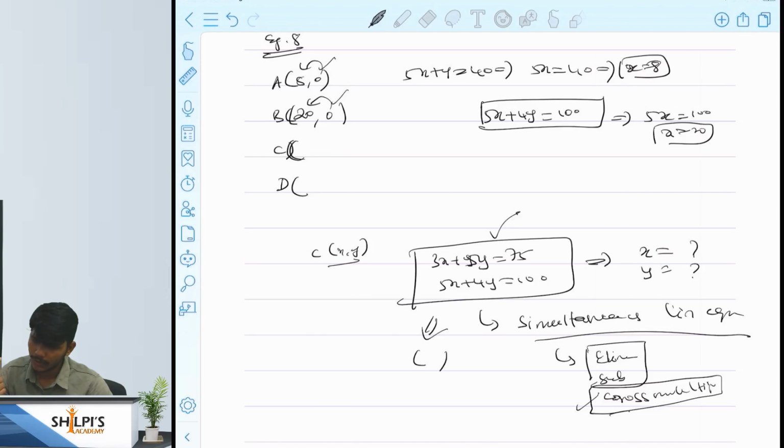Similarly, to find the coordinates of D, you have to solve two equations: 5x plus y equal to 40 and 3x plus 5y equal to 75. If you solve those two equations now, you will get the coordinates of D. This is how you will find the coordinates of A, B, C, D. Okay?